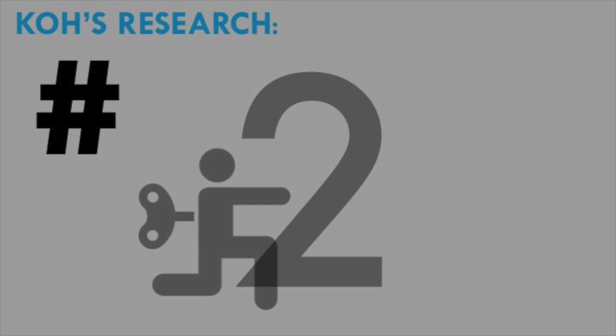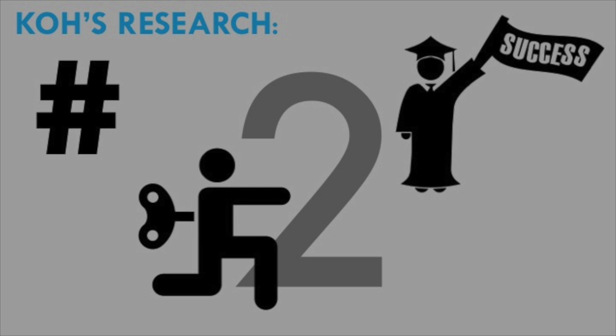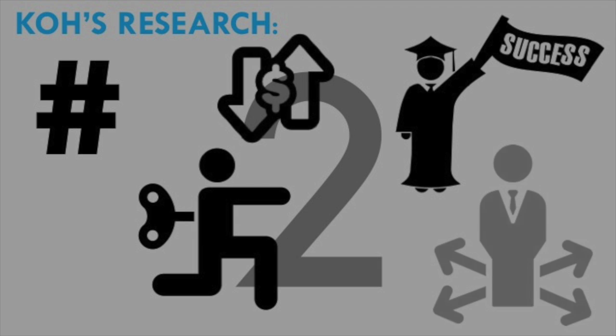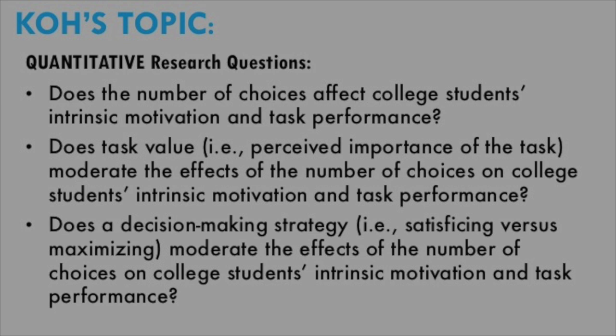So what were Ko's studies about? Ko conducted 2 back-to-back studies investigating if a relationship exists between the number of choices for an assigned task, students' intrinsic motivation, and students' academic performance on a required task. Like I said, 2 studies were conducted to discover a further relationship and if it related to student task value and decision-making strategies. The study involved 2 classes of introductory educational psychology online undergraduate students at Michigan State University.